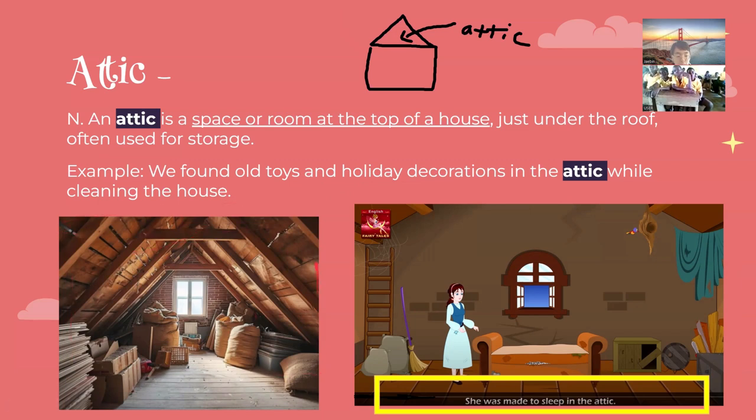So, on the left is a picture of an attic, and on the right is where the word is used in the story. Cinderella was made to sleep in the attic. Her stepmother was very mean and she forced Cinderella to sleep in this tiny space at the top of the house. And you can see it is often very old and not in good shape. So that is the attic at the top of the house.